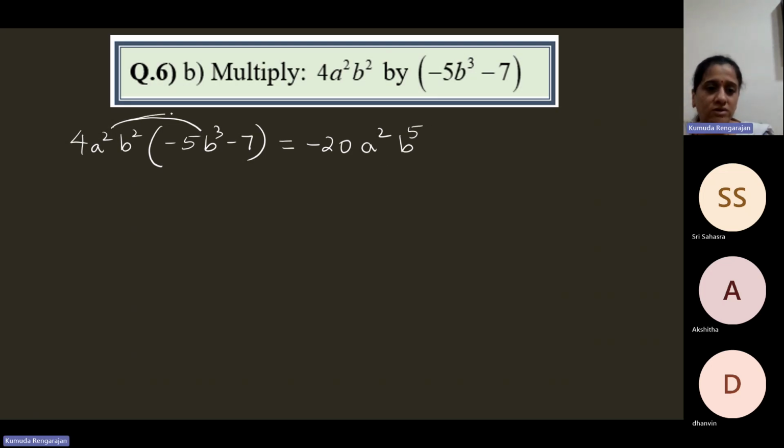Now you'll have to do this into this. Correct? You'll have to multiply 4a squared b squared and minus 7. So plus into minus, minus. Correct? And then 4 sevens are 28. A squared b squared.